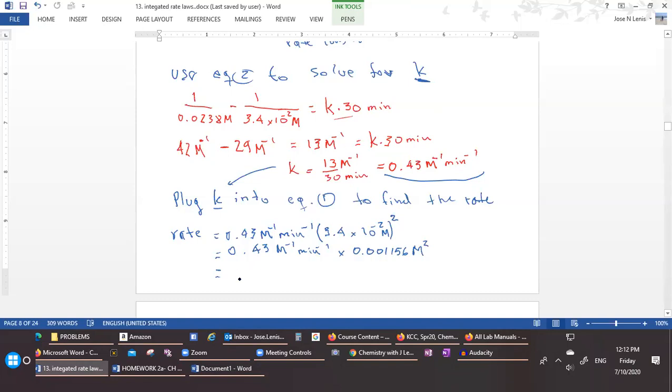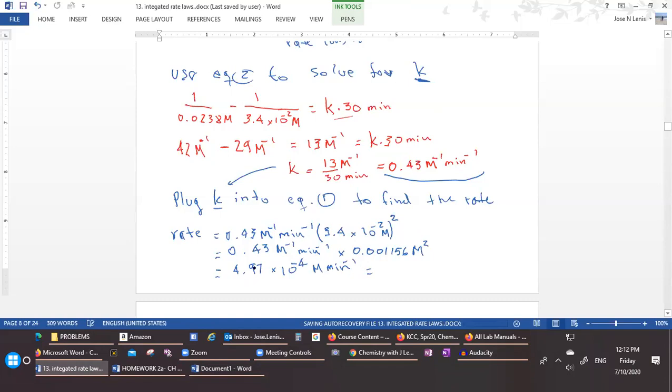It's going to be 4.97 times 10 to the, here is 1, 2, 3, 4, negative 4. And units. So notice that we have molar squared here and molar negative 1, so that cancels out, leaving only molar on top, minus negative 1. That means moles per minute, negative 1.